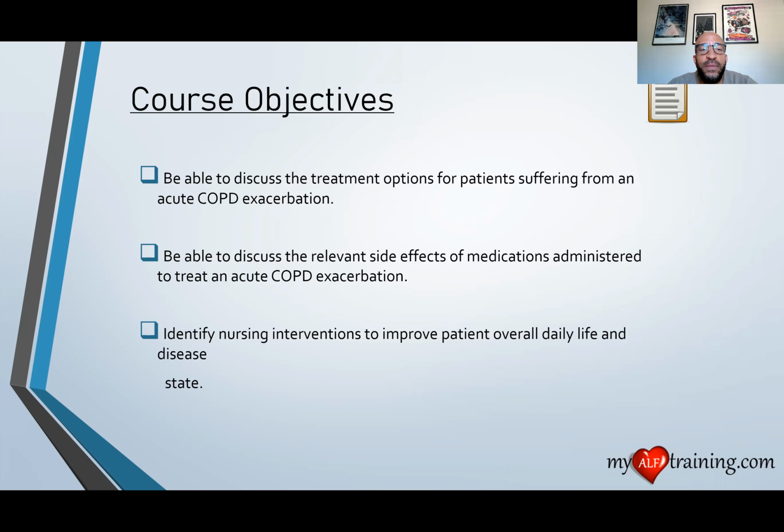Our fifth course objective, you will be able to discuss the relevant side effects of medications administered to treat an acute COPD exacerbation. And when I say relevant side effects, I'm talking specifically those that are more common. Again, we want to know what's most common, and we will deal with the rarer side effects as they come. So specifically relevant side effects, those that would affect the patient's heart, cardiovascular system, and of course their respiratory system. Some of these medications will affect the patient's respiratory system as well. So we want to know those specific relevant side effects.